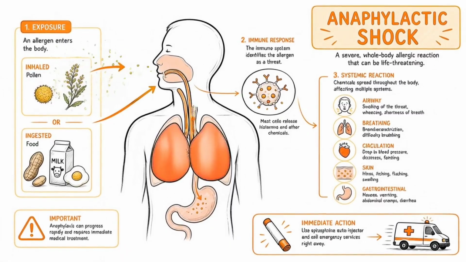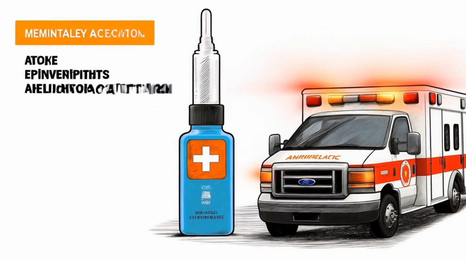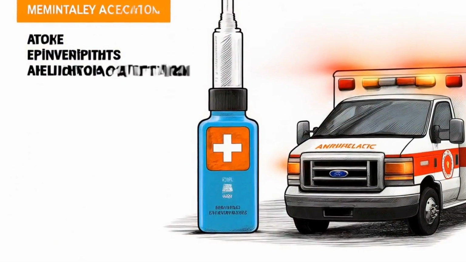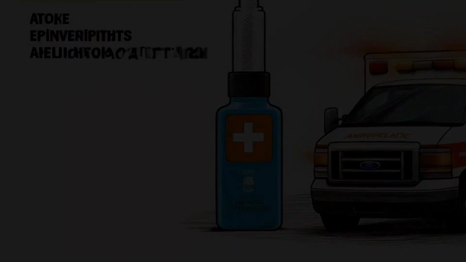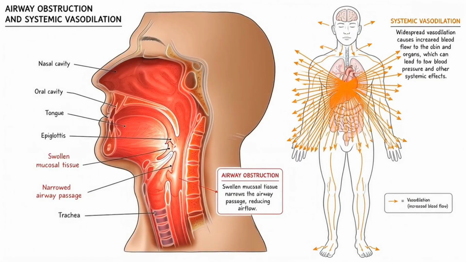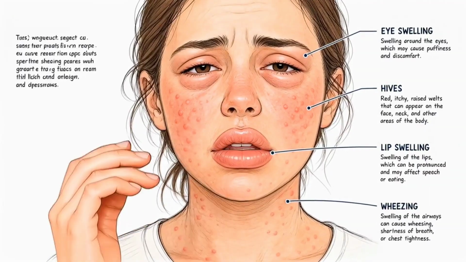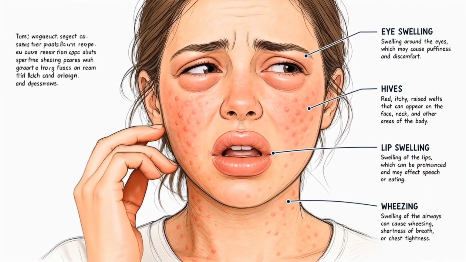Finally, we address anaphylactic shock. This is a severe, rapid allergic reaction triggered by food, medication, or insect stings. The immune system releases chemicals that cause immediate airway swelling. Widespread vasodilation also occurs throughout the body. Patients may experience wheezing and difficulty breathing.